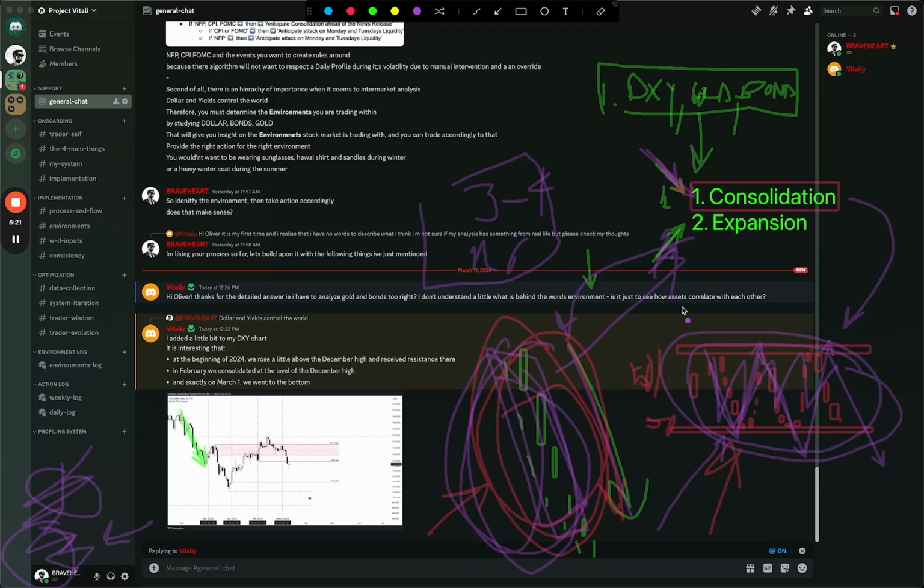And that's pretty much an explanation between environments and, in order to determine, okay, dollar, gold, bonds, which one is it going to be? Is it going to be this one, or is it going to be this one? Well, if there's two words to describe it, it's this, okay? It's market symmetry.